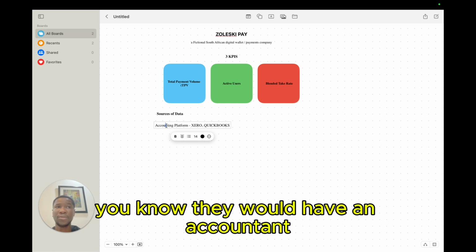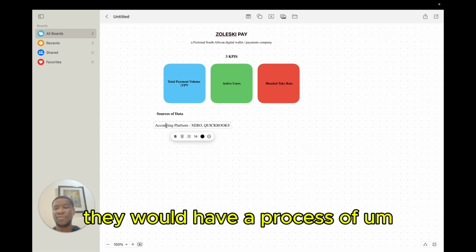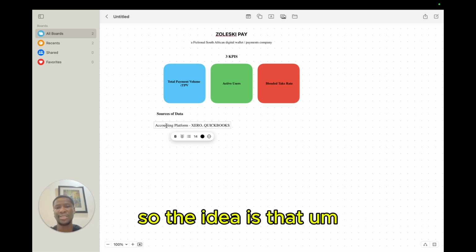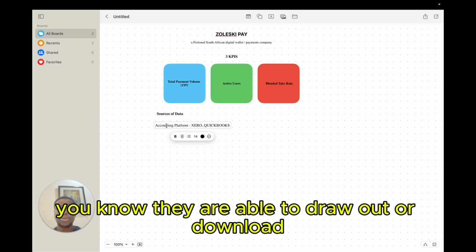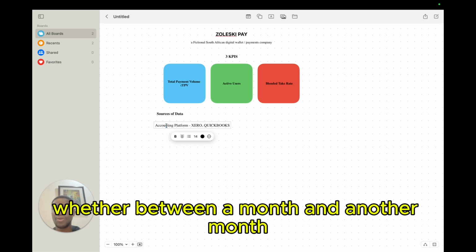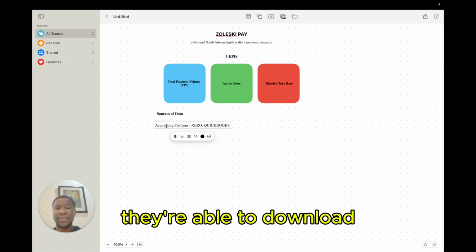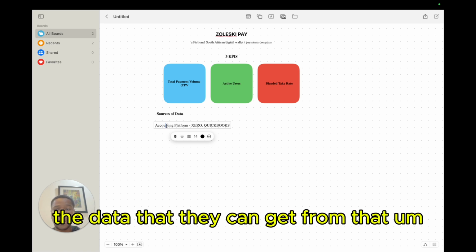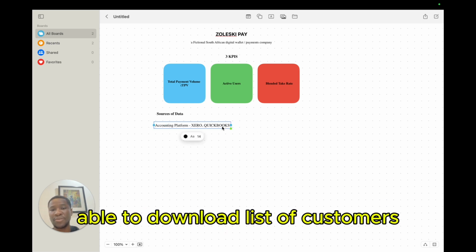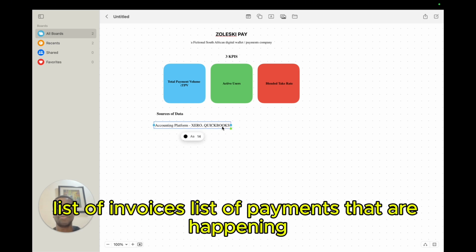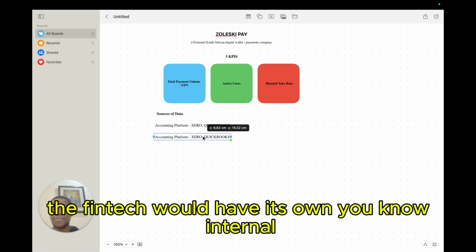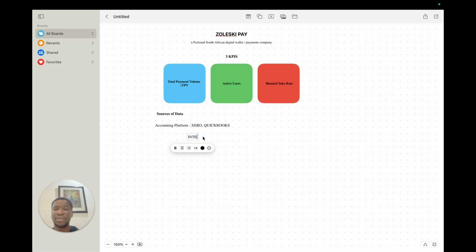So they would have an accountant, they would have a process of recording invoices, payments, and things like that that are going out from their platform. So the idea is that they are able to draw out or download, for a period of time, whether between a month and another month, the data that they can get from that platform itself. So from Xero, for example, they're able to download a list of customers, a list of invoices, a list of payments that are happening through their platform. And of course, the fintech would have its own internal.